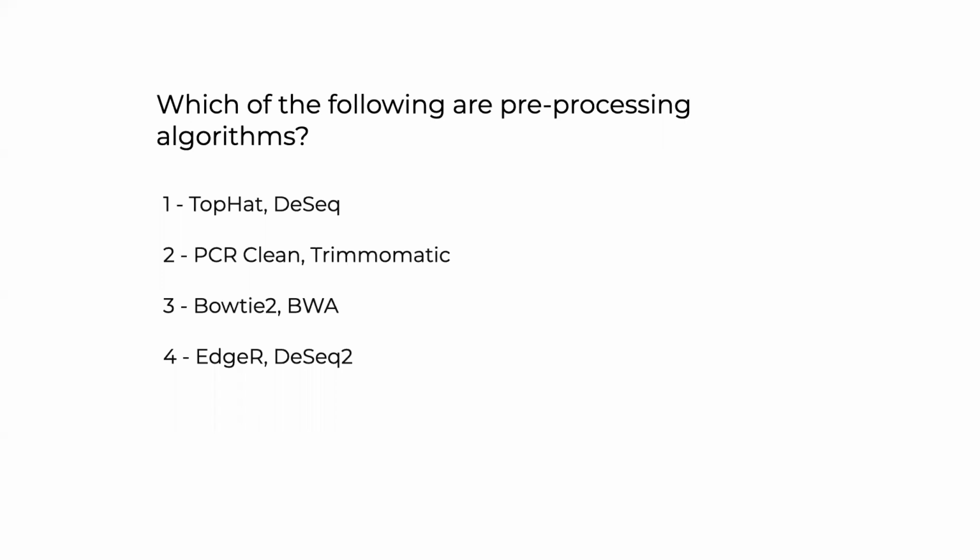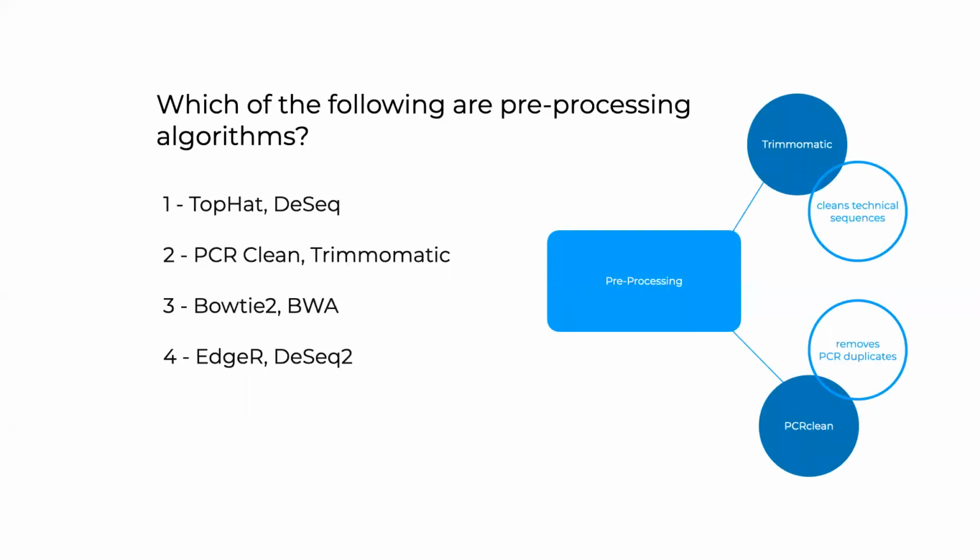So which of the following are pre-processing algorithms? 1, TopHat and DESeq. 2, PCR clean and Trimmomatic. 3, Bowtie2 or BWA. 4, edgeR or DESeq2. So which one do you think is a pre-processing one? Okay, PCR clean and Trimmomatic. Excellent. Okay, so all of you got this correct, right? So we have pre-processing, Trimmomatic, and PCR clean. Trimmomatic cleans technical sequences. PCR clean removes PCR duplicates.